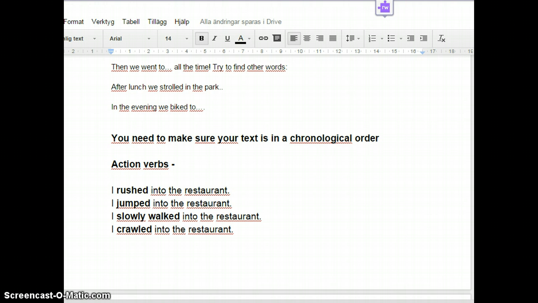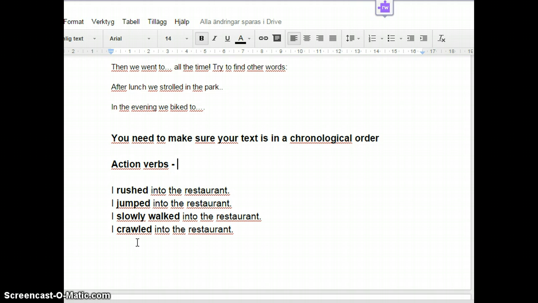So you also need to think of what you would like to tell your readers when it comes to words. So if you read these sentences, you will understand that it is about the same thing, but it gives the reader another picture in the head about what is happening. Like I rushed into the restaurant, I jumped into the restaurant, I slowly walked into the restaurant, or I crawled into the restaurant. They all mean that you're going into the restaurant, but you do it in different ways.